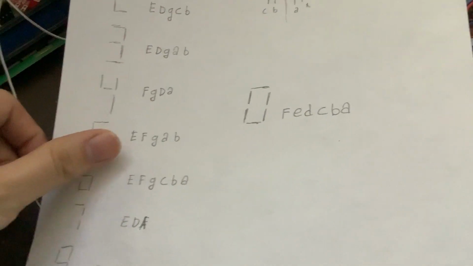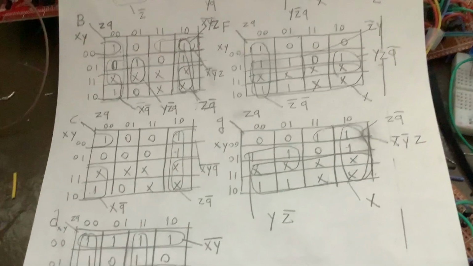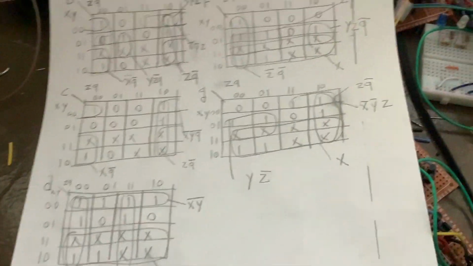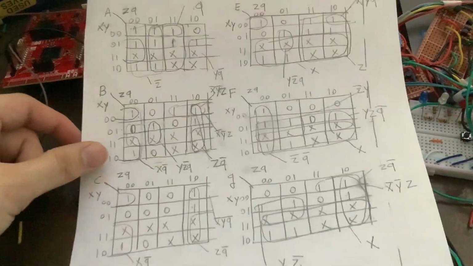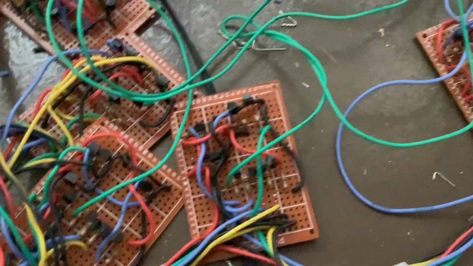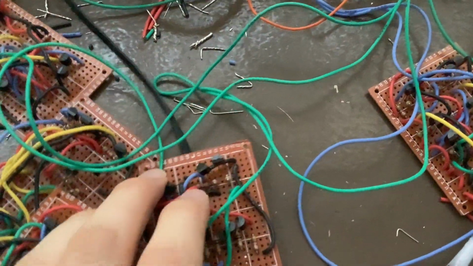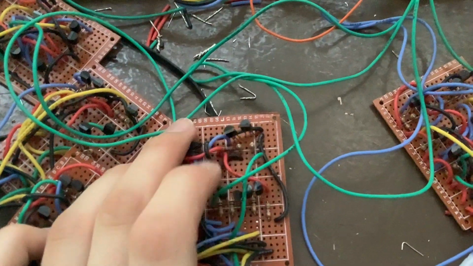And once you identify which of these segments is on for each number, you can then do K-maps, which is all of this, to reduce the functions to a Boolean equation which you can implement using transistors. And the transistors which I use are 2N2222 bipolar junction transistors, which are these ones right here.